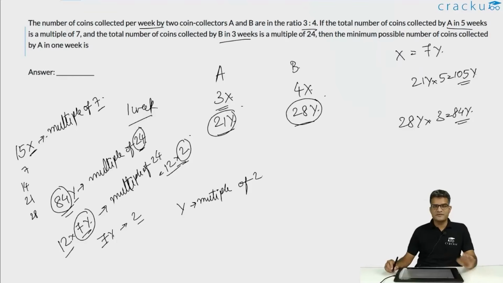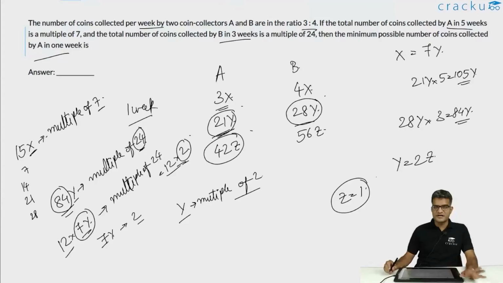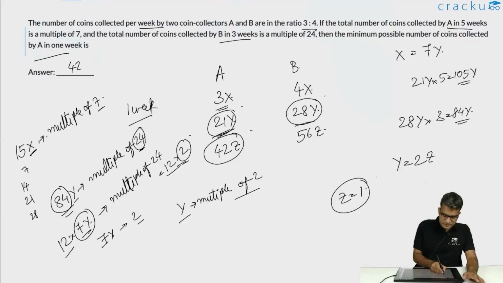As long as you have common factors, remove those common factors. Now you are finding 7y and 2. So we are saying that y has to be a multiple of 2. So let y be equal to 2z. If y is equal to 2z, in 1 week, the number of coins collected by A, which is 21y, will be 42z. And the number of coins collected by B in 1 week will be 28y, which is 56z. So what is the minimum number of coins collected by A in 1 week? That will happen when z is equal to 1, and the minimum number of coins collected by A in 1 week will be 42.